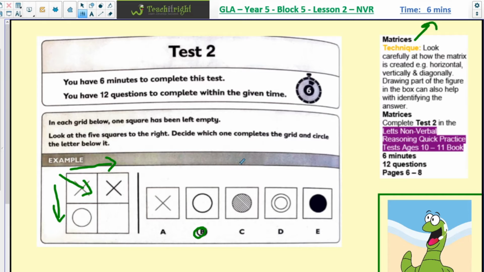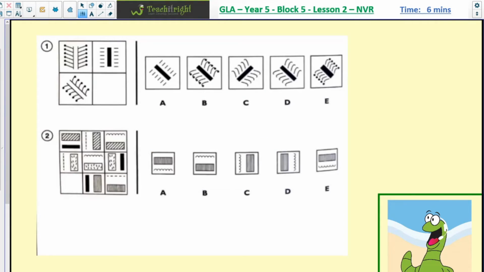Right guys, you've got 6 minutes. Again, get your timers ready. Pause the video please for 6 minutes, and when you come back to us, we'll be ready to go. So off you go. Right everyone, welcome back.